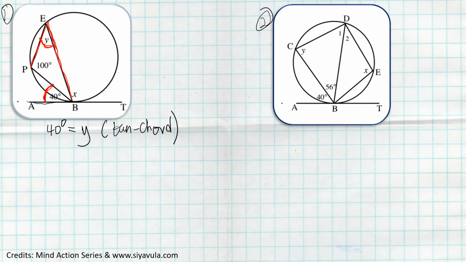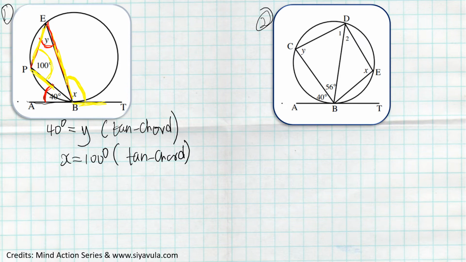So let's go and solve for x. So with x, it's also an angle between a tangent and a chord, right? So the angle between a tangent and a chord will be equal to the angle subtended by the two other chords on the circumference. Okay, so meaning that our x will be equal to what? 100 degrees, by what? By tan-chord theorem. All right. Okay, so that's basically how we solve for x.